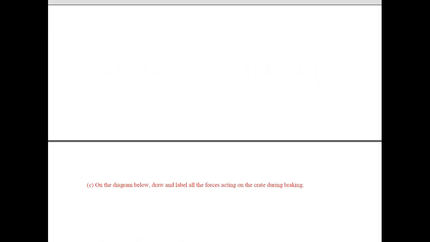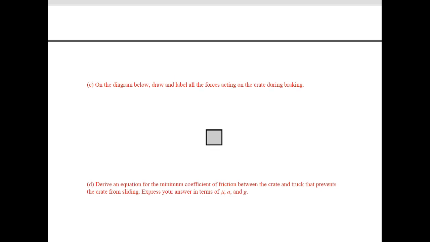The next part says, in the diagram below, draw and label all the forces acting on the crate during braking. I know that the force straight down has got to be the mass of the crate times gravity. Force up is the normal force coming from the truck bed pushing up on that crate. There's no force to the right. It's moving to the right, but there's nothing pushing it to the right. However, there is the force of friction pointing to the left, and that keeps it from flying towards the cab of the truck.